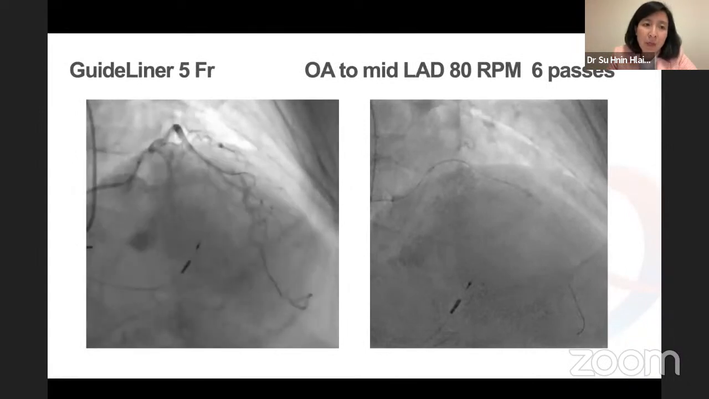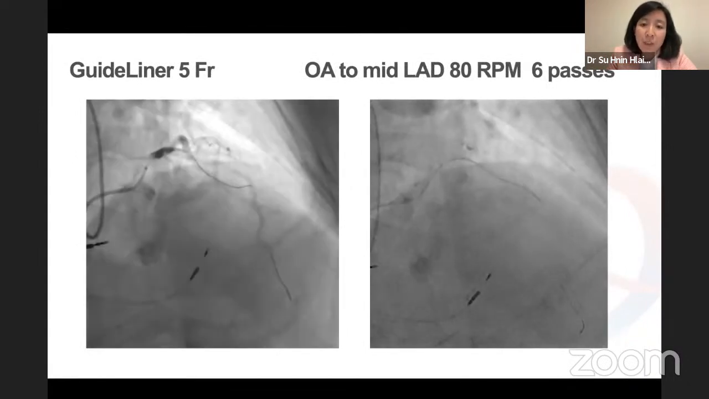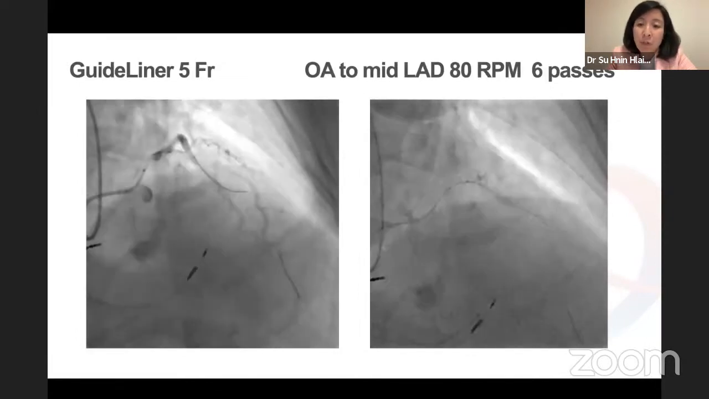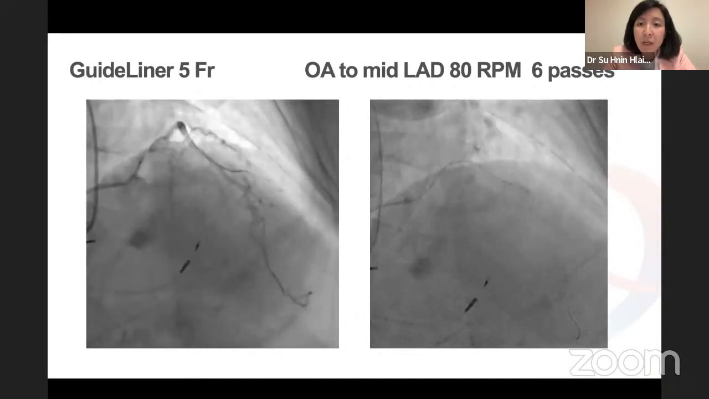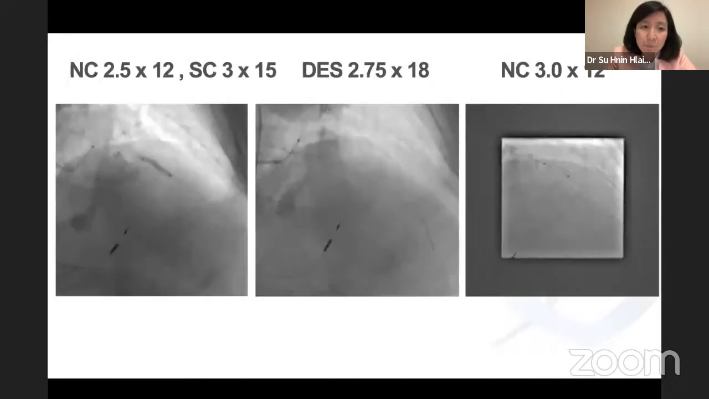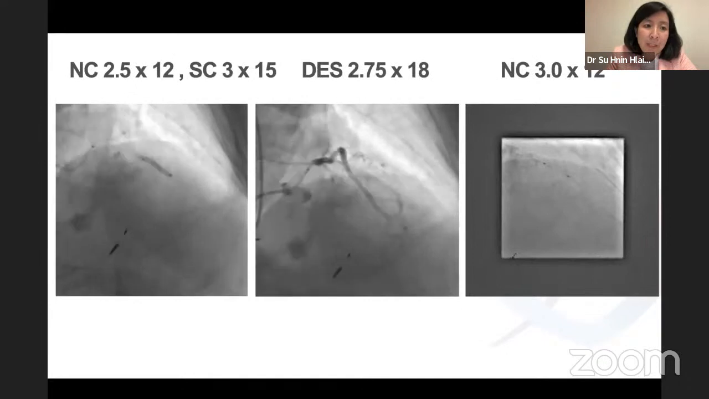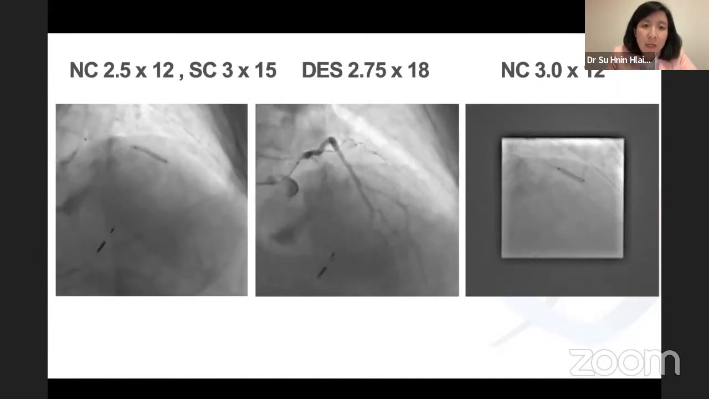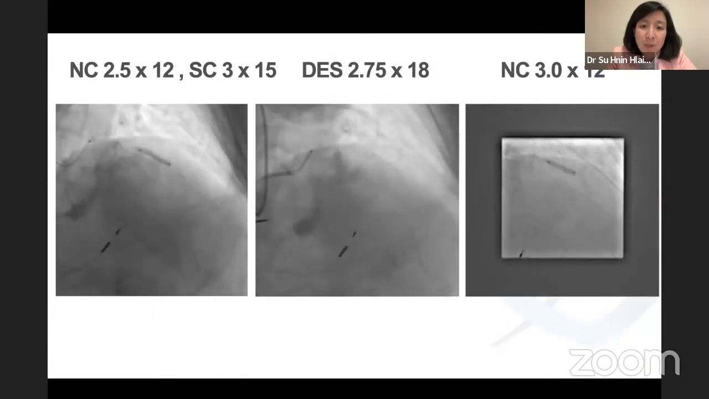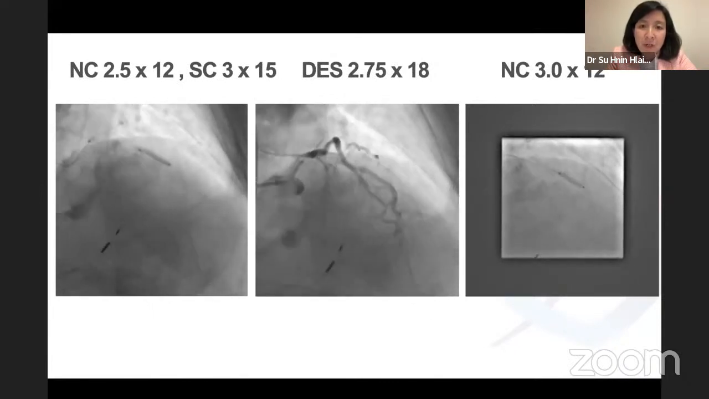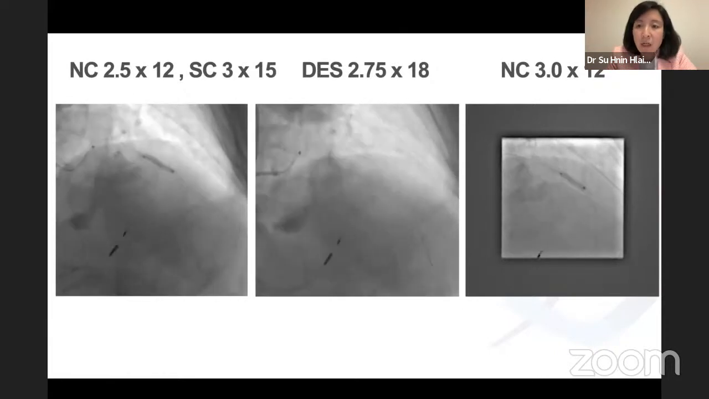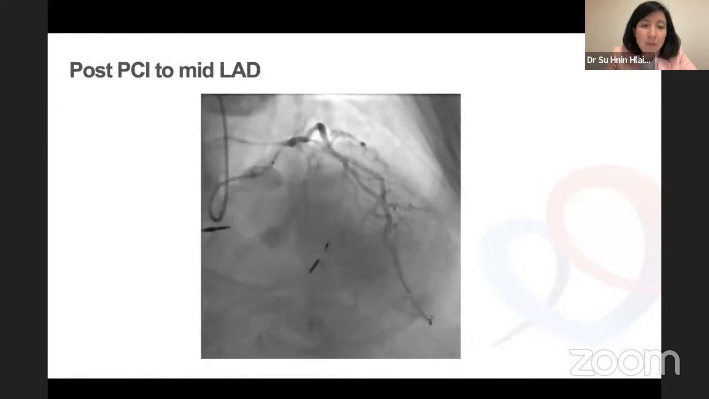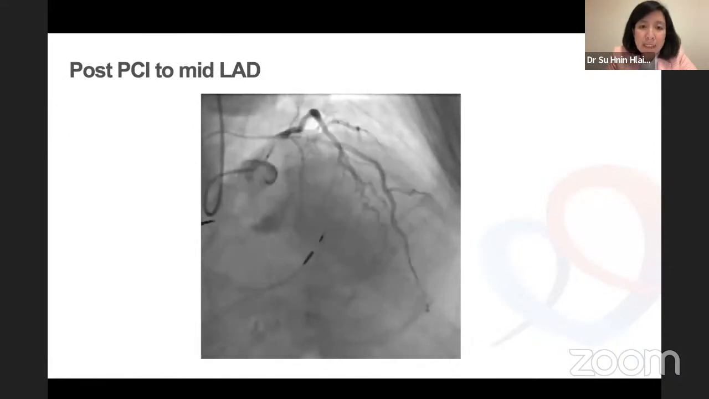With the GuideLiner 5 French, we deliver the orbital atherectomy, and then this time we only use the low speed 80 RPM to the mid LAD. And pre-dilate with the NC 2.5x12 and semi-compliant 3x15. And then we deploy the 2.75x18 drug eluting stent and post-dilate after that. So this is the post PCI to the mid LAD.